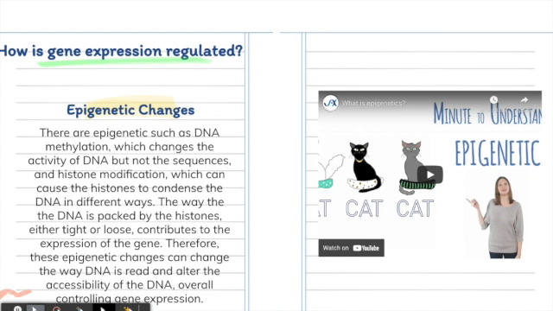Epigenetic changes. There are epigenetic changes such as DNA methylation, which changes the activity of DNA but not the sequences, and histone modification, which can cause the histones to condense the DNA in different ways. The way the DNA is packed by the histones, either tight or loose, contributes to the expression of the gene. Therefore, these epigenetic changes can change the way DNA is read and alter the accessibility of the DNA, overall controlling gene expression.